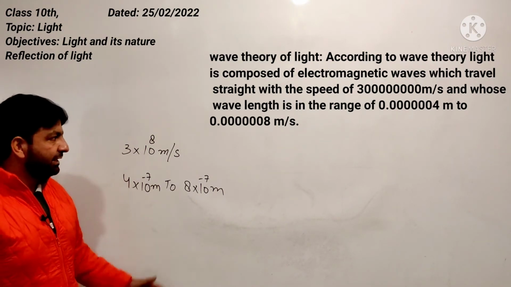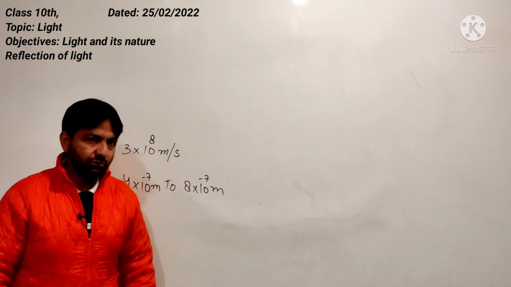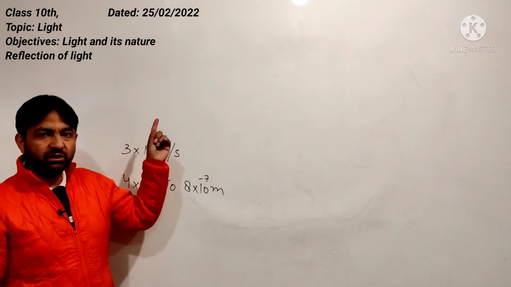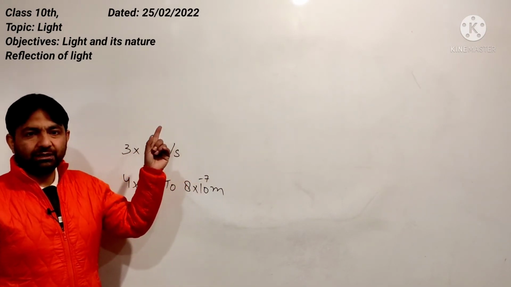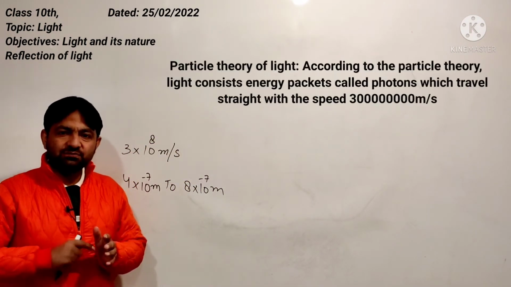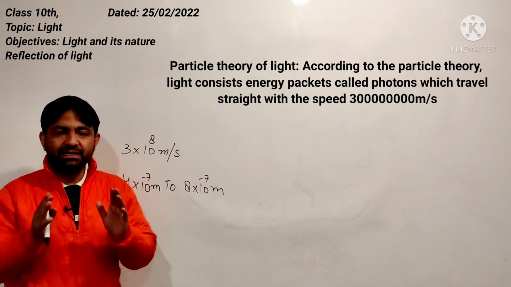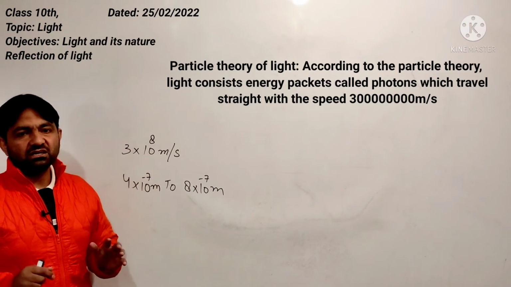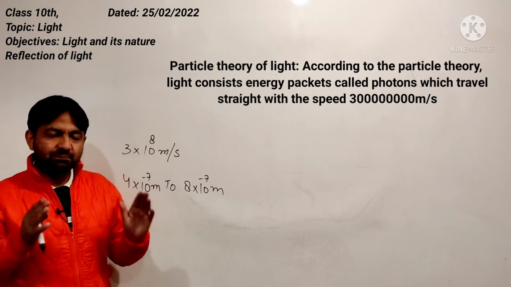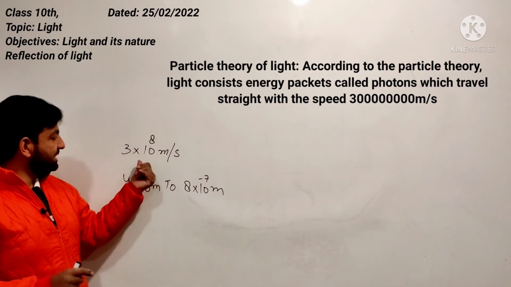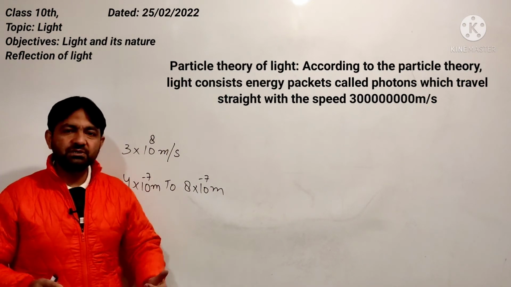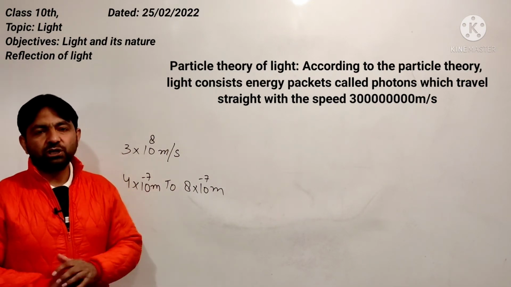Now let's come to another theory of light, that's particle theory of light. You check it on the board. What's particle theory of light? According to particle theory, light travels very fast and consists of particles which are energy packets, and those energy packets are called photons. And the speed of the light is same as I have discussed, 3 × 10^8 meter per second. So this is particle theory of light.